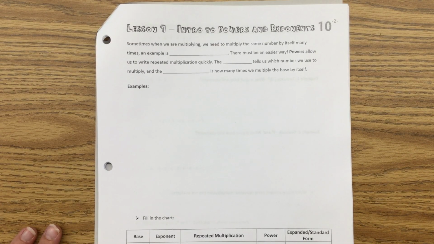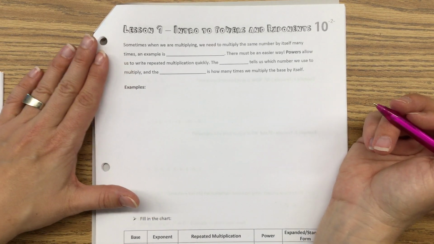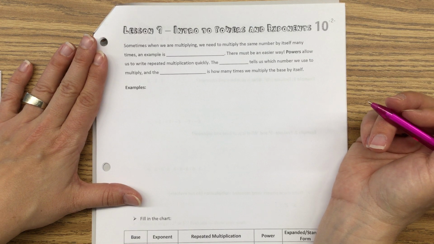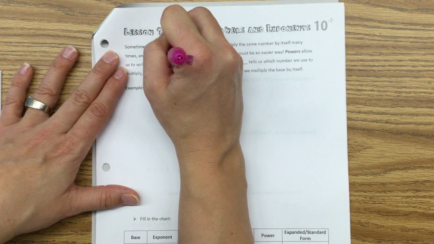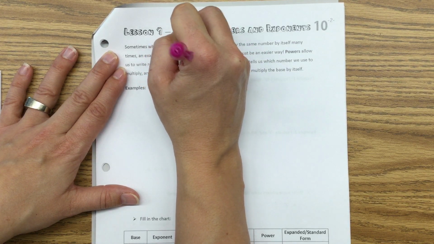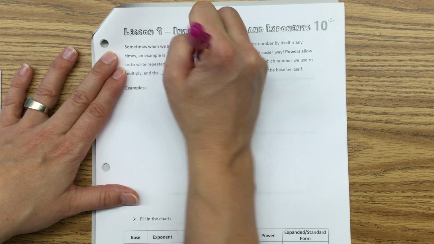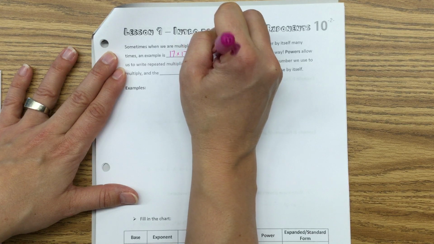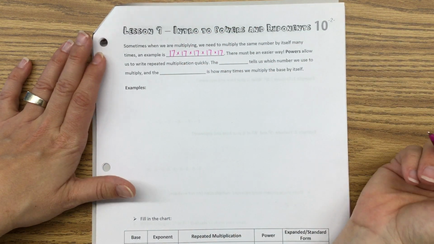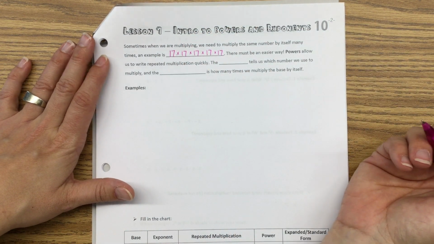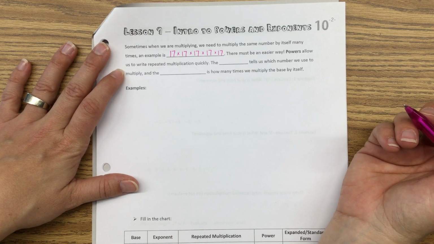Okay, sometimes when we are multiplying, we need to multiply the same number by itself many times. Okay, an example is 17 times 17 times 17 times 17 times 17. Okay, there must be an easier way. Now powers let us write repeated multiplication.